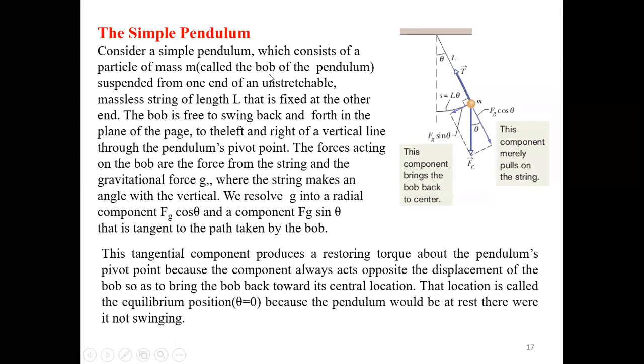So now we'll study the simple pendulum. A simple pendulum is a small mass m connected to a string of length L and suspended from a rigid support. Consider a simple pendulum which consists of a particular mass m, called the bob of the pendulum, suspended from one end of an unstretchable and massless string of length L that is fixed over here.